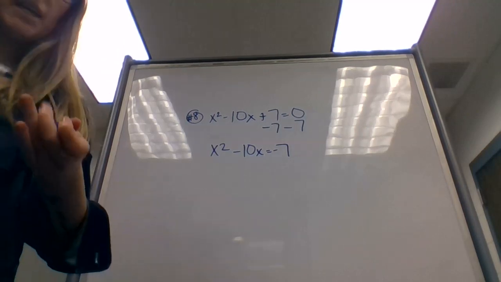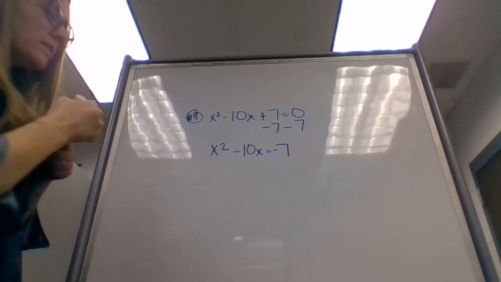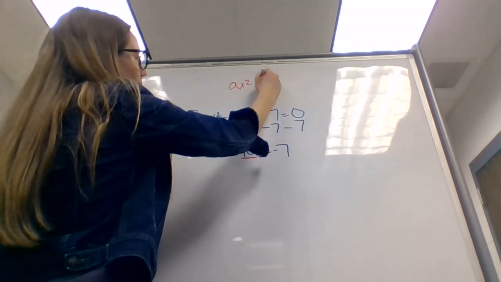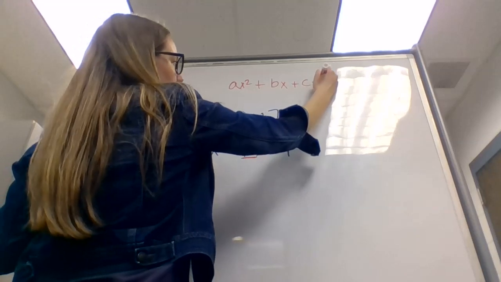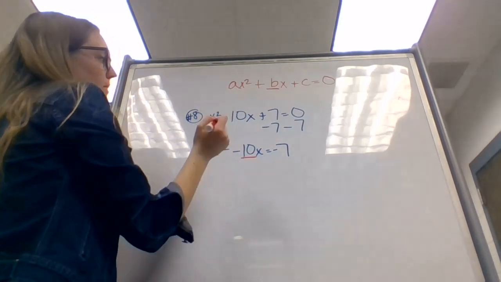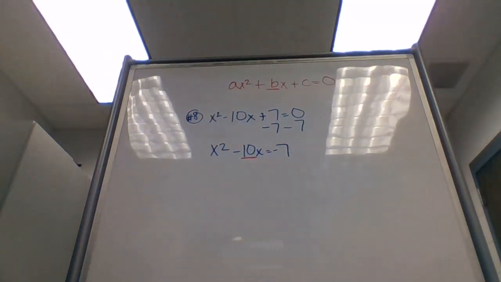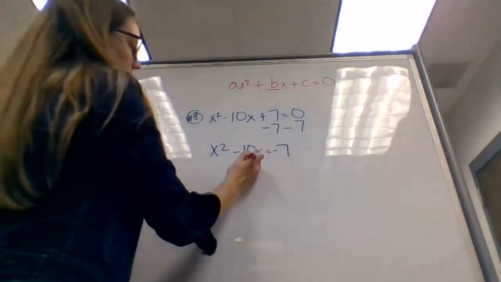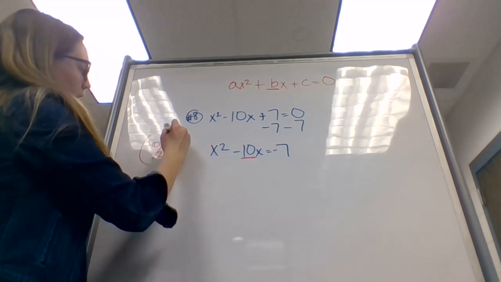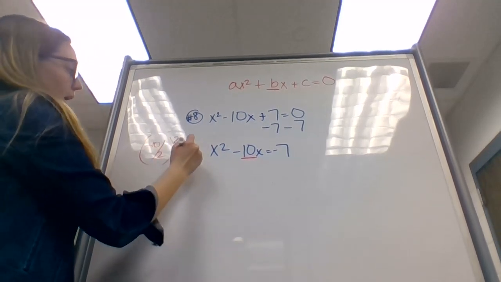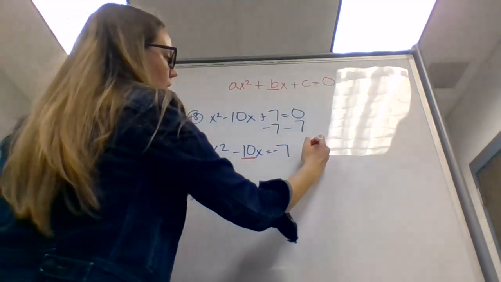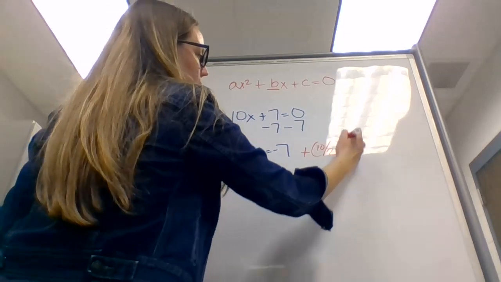And then to continue completing that square, we need to take the value of b. If you remember, we have ax squared plus bx plus c equals 0, which is the type of equation we have set up here. And b is always the value with your singular x, or the x by itself. So we need to take this negative 10, cut it in half, and then square it. And we need to add that to both sides, so add it to this and then also add it over here.